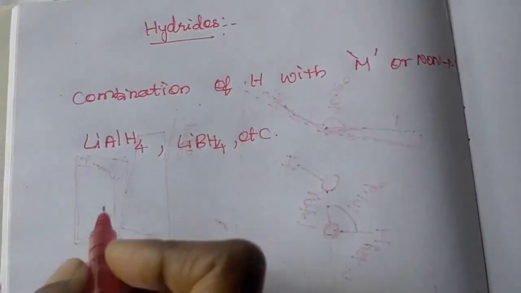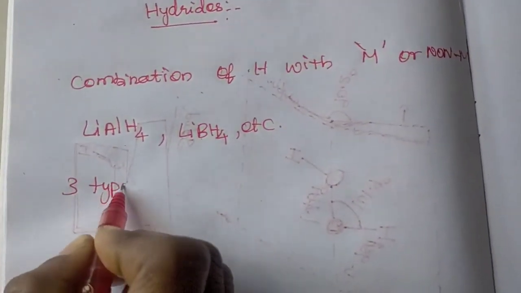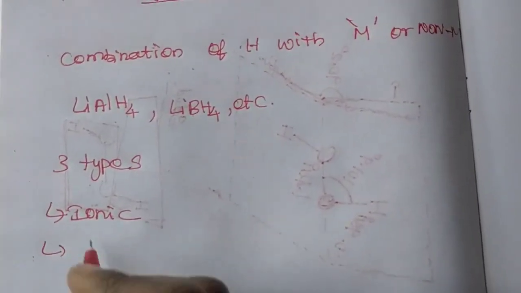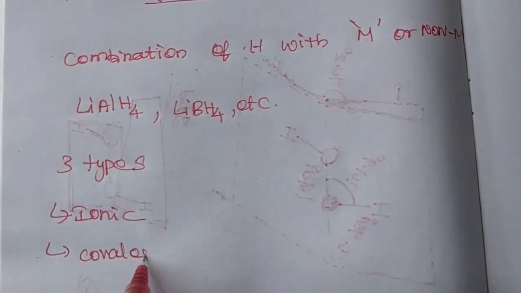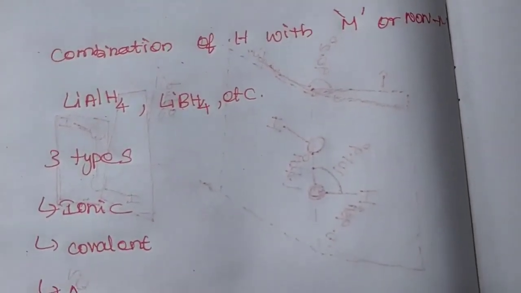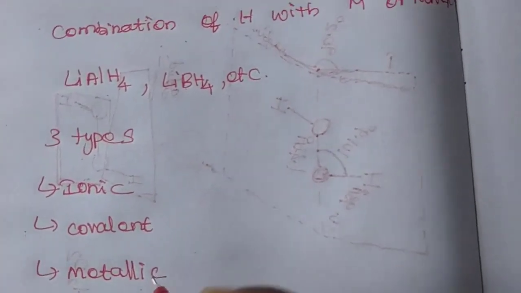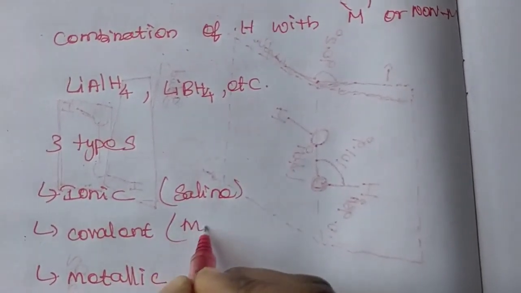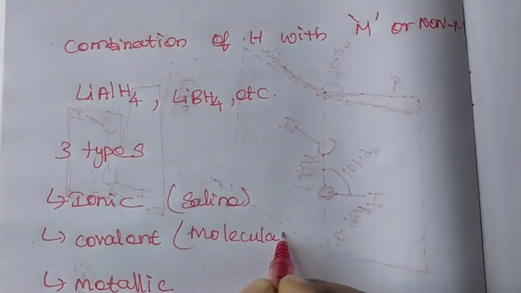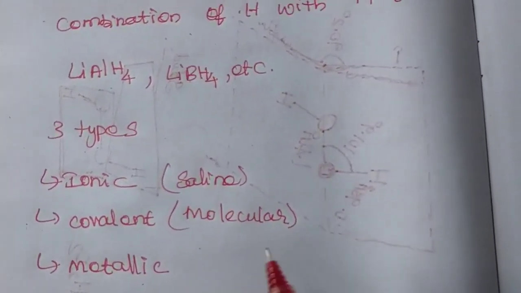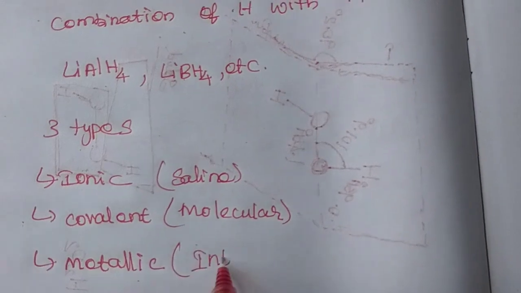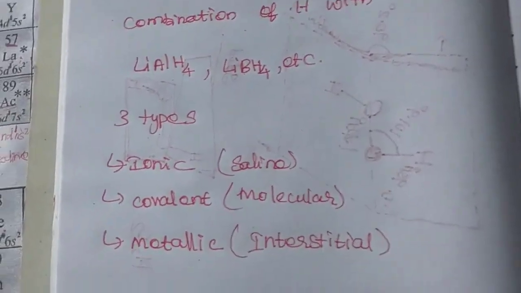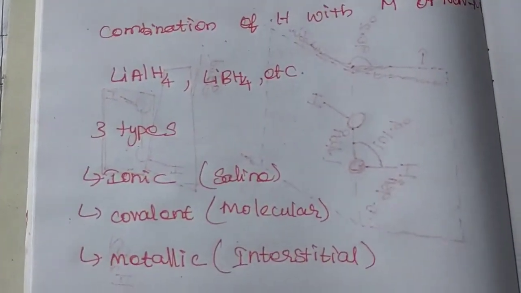Generally, hydrides are classified into three types. The first type is ionic, the second type is covalent, and the third is metallic. The first type is generally known as saline hydrides. The second type is molecular hydride, so another name for covalent hydride is molecular hydride, and the metallic hydride is known as interstitial hydride. So we have three types of classification of hydrides.